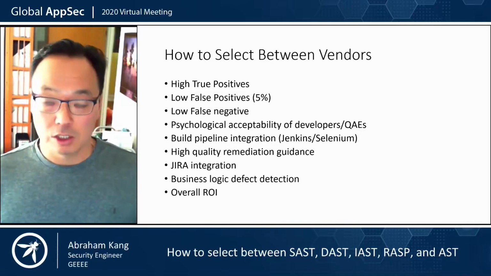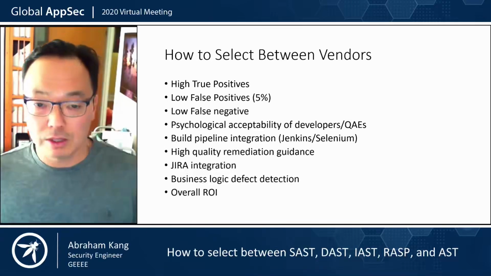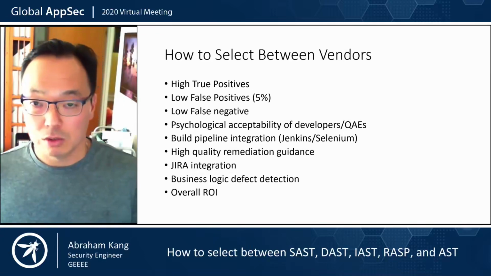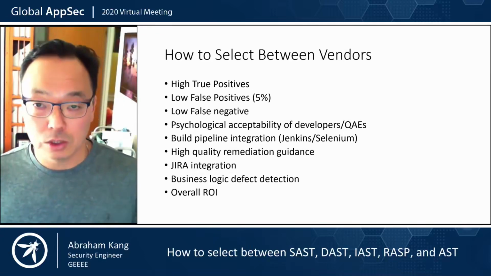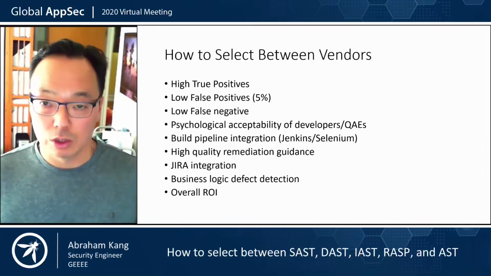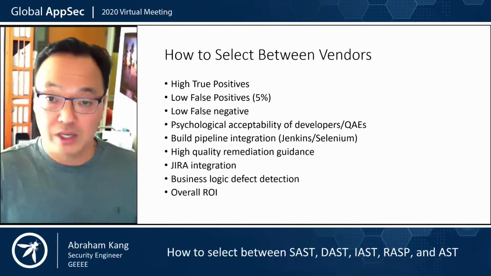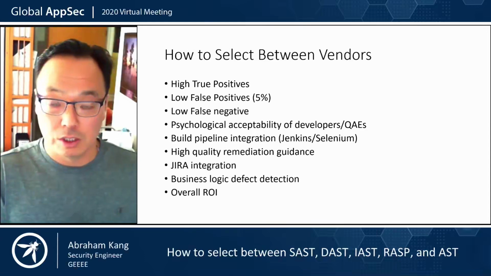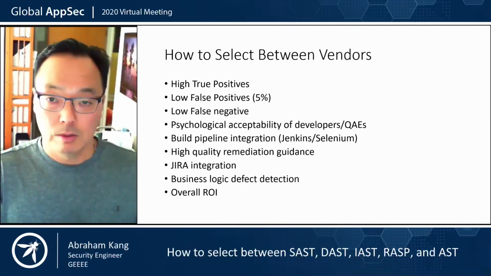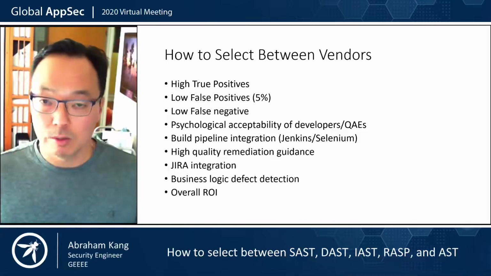The other thing, as I pointed out in the beginning, is that you want a tool that the developers and the QA engineers are going to buy into, are going to feel comfortable using, and are going to trust the results, because then they're going to be more willing to fix the vulnerabilities reported by the tool. You're also going to want to look at how well the vendor integrates with your pipeline.